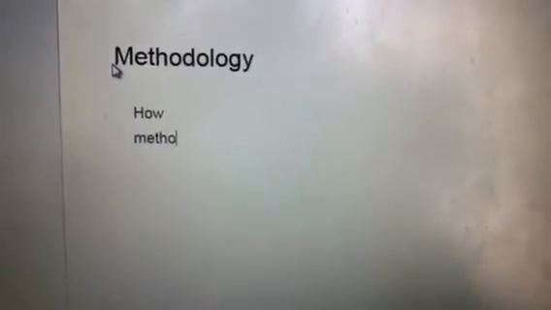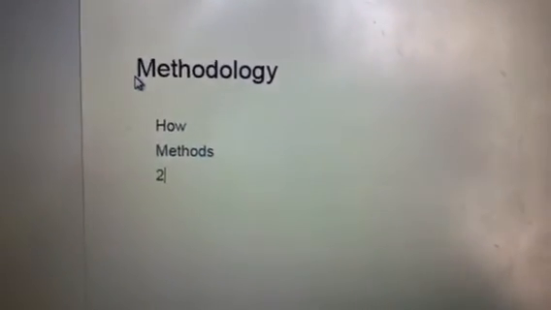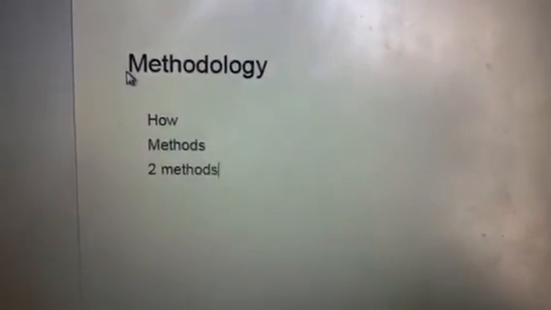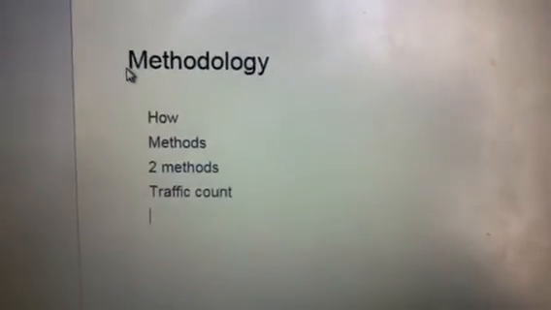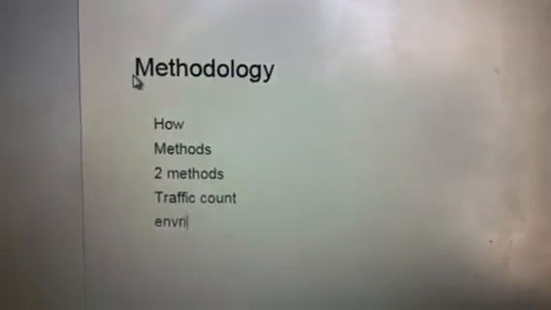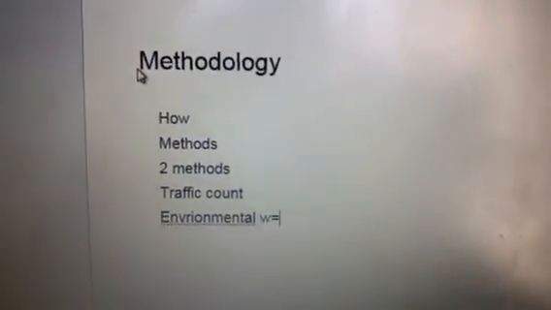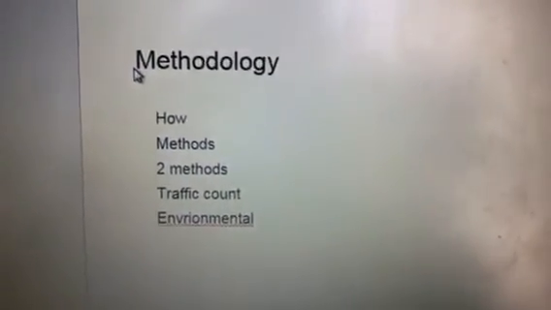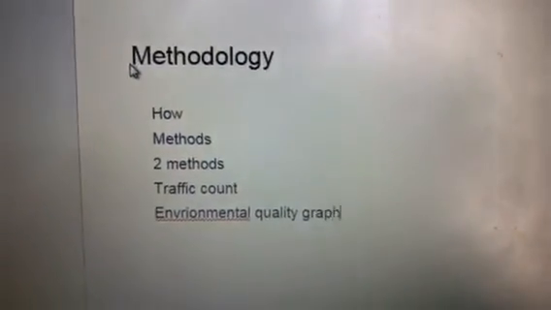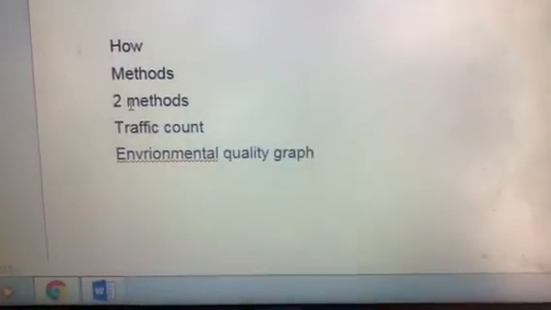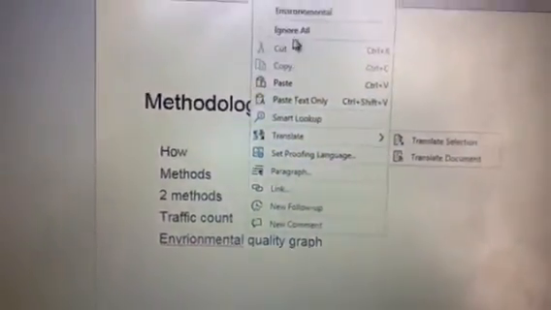And the methods. Notice how I say methods, not method, because you should be looking at two different methods. Now this could be, for example, a traffic count and an environmental quality survey. And each of these methods should have a graph or bar chart processing the data. These are two examples.